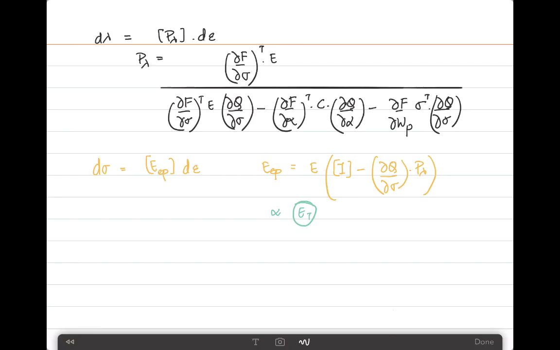For unloading, we know that dF will be less than 0. For a yielding state, F will be equal to 0, and it would be less than 0 when yielding does not occur yet. In that case, you just set P lambda to 0 so that you get E_EP equal to E. So when F is less than 0, then E_EP is equal to E. So you know what to do over here.